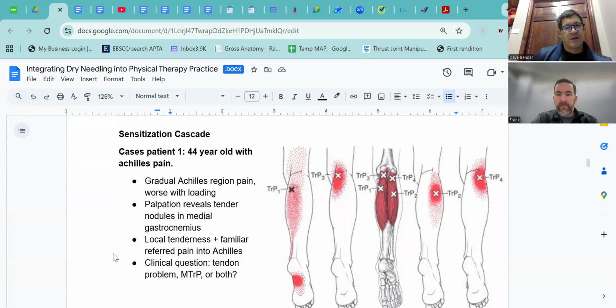So, okay, let's look at a person. Sensitization cascade. Okay, patient cases. Case one: there's a 44-year-old male with Achilles pain. It was gradual Achilles region pain, worse with loading. Palpation reveals tender nodules in the medial gastrocnemius. There is local tenderness plus familiar referral into the Achilles region. Critical question: is this a tendon problem? Is this a trigger point problem? Or is this both contributing to it?